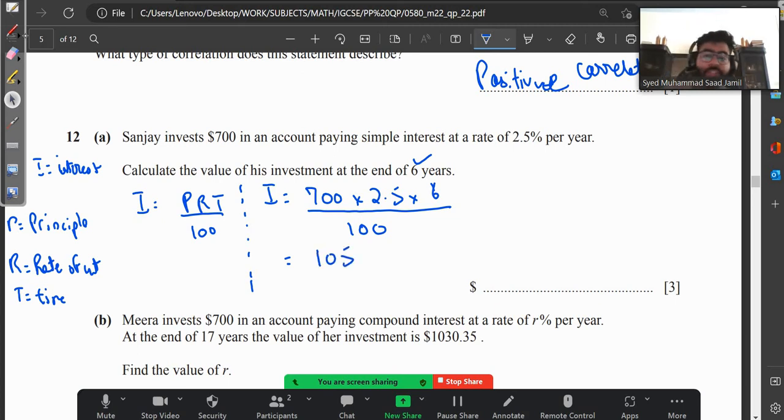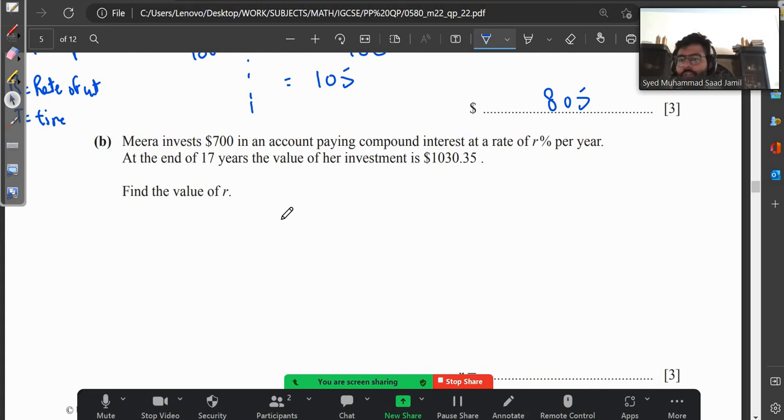Now the question says calculate the value of his investment. The question is not asking to find the interest he has earned. So in his account he had put 700, he got an interest of 105. So the value of his investment now is 805. So that's how you solve this question.